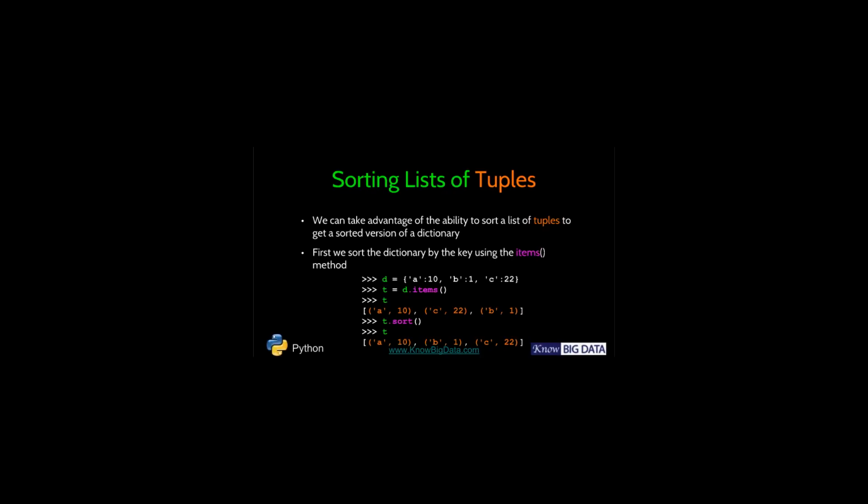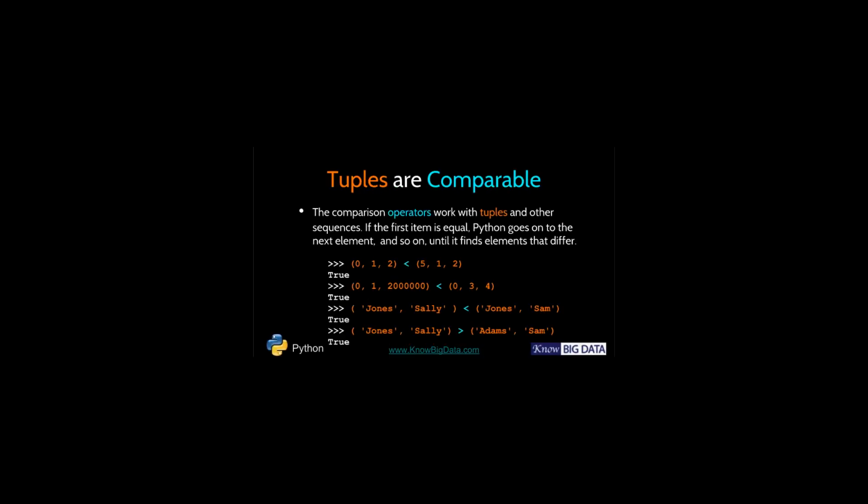If you have to sort tuples, you can take advantage of a list. Here the items is a list, and that's what we are sorting. We are not sorting the tuples. It's just that each individual item is comparable. So since tuples are comparable, if there is a list of tuples, you can sort it because each tuple is comparable to the other one. All right? And how are they compared?